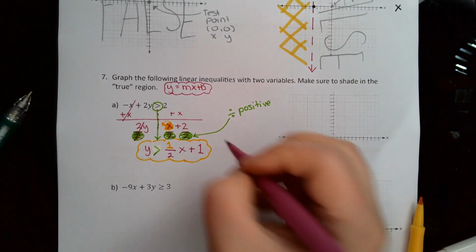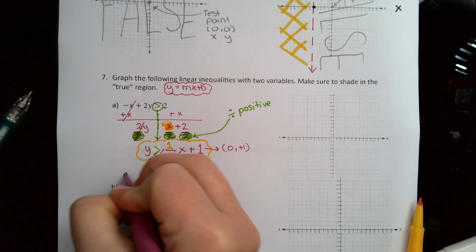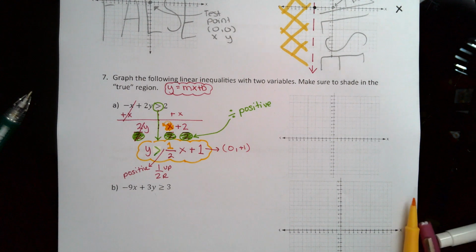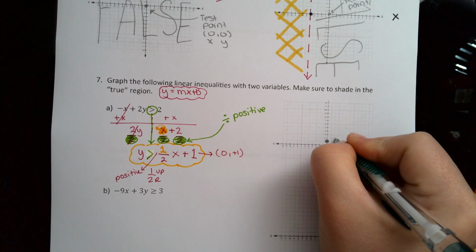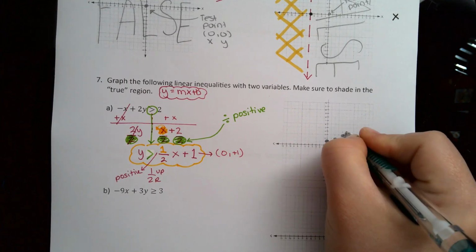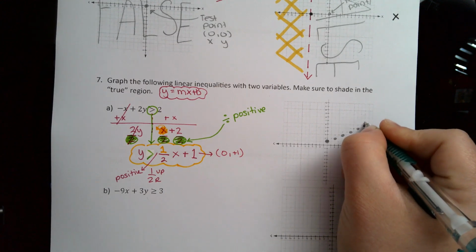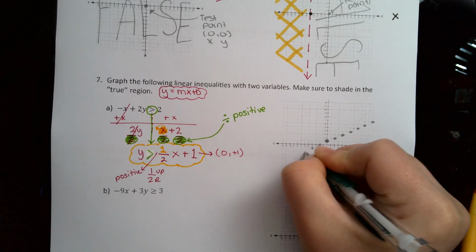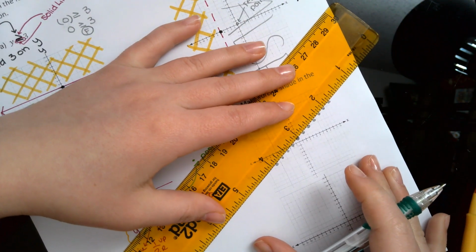So let's go ahead and start. So we're going to start at 0, positive 1. We do have a positive slope. So that means I'm going to go up and to the right. Switching to pencil, let's find positive 1 on the y. I'm going to go up 1 over 2, up 1 over 2, up 1 over 2, and so on. Down 1 over 2. Okay. Just one line graphing. We're not looking for any sort of intersections.